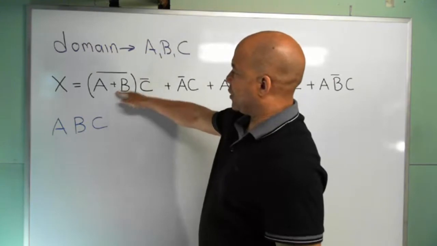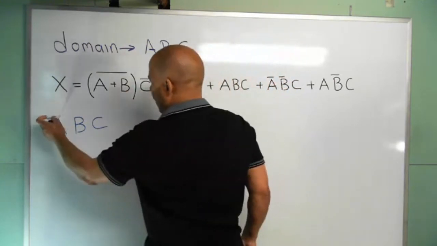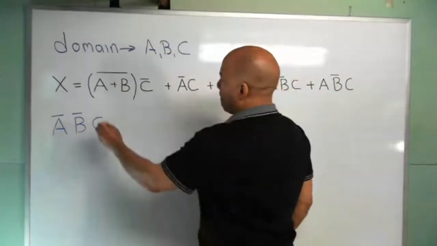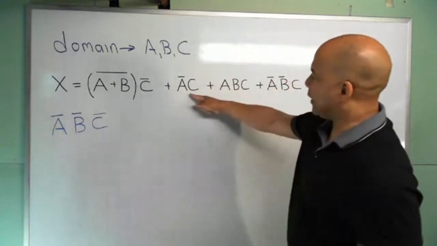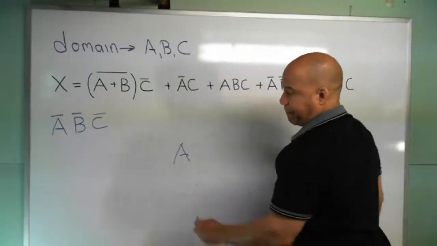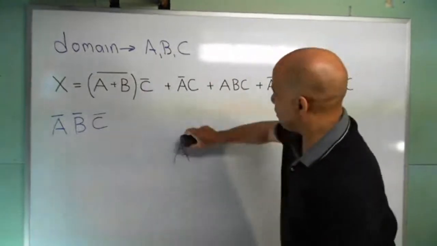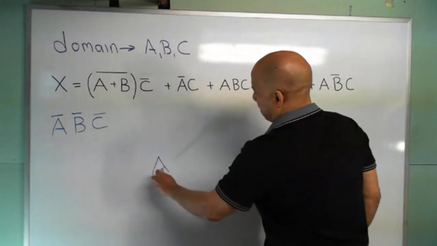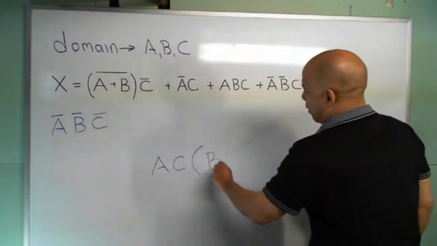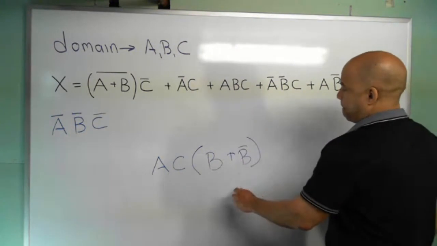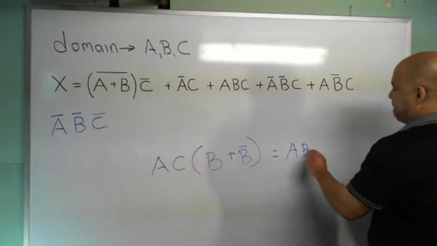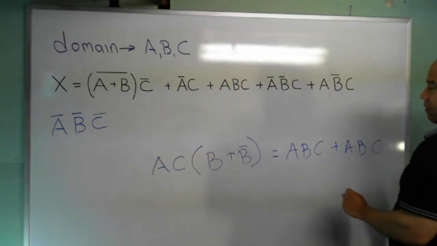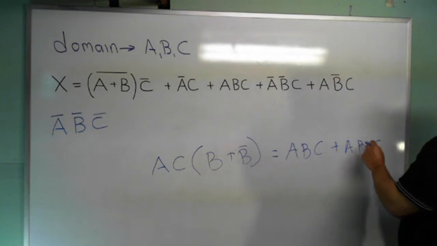So by DeMorganizing this, break the line and change the sign, that gives me A bar, B bar, and C is already barred. And then I expand this by multiplying that by the missing variable, which is B. I'm going to multiply that by B bar B. And it gives me ABC, and then it gives me an A, B bar C.